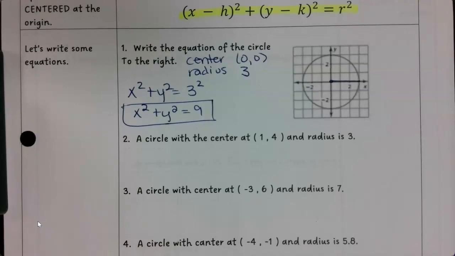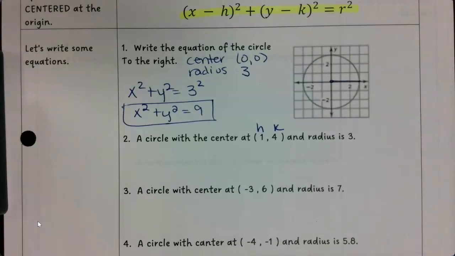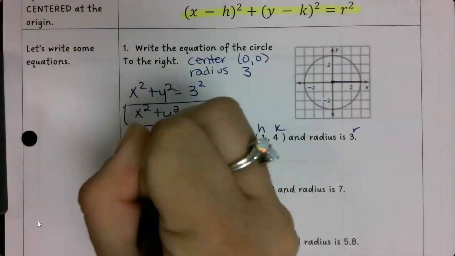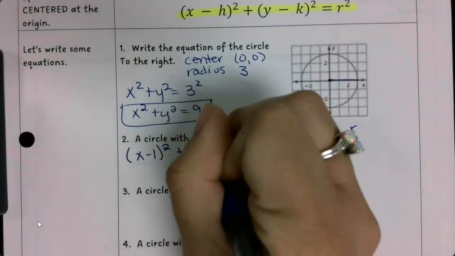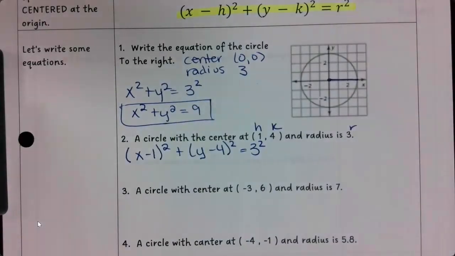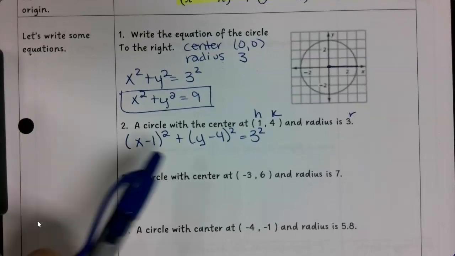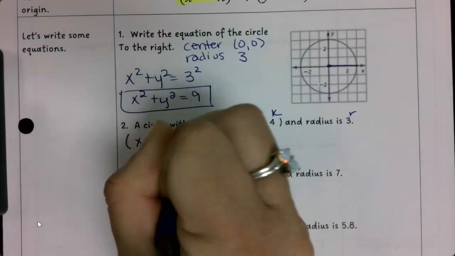So then this next one, it tells me my center is at (1, 4). That is going to be my (h, k). They always go in alphabetical order. And then my radius is 3, so that's going to be the r. So when I plug into this formula, I'm going to have (x minus 1) squared plus (y minus 4) squared equals 3 squared. So the only thing I want to do to simplify this is I just want to square out that 3, which we said earlier is 9.